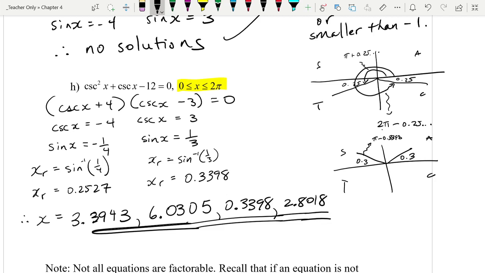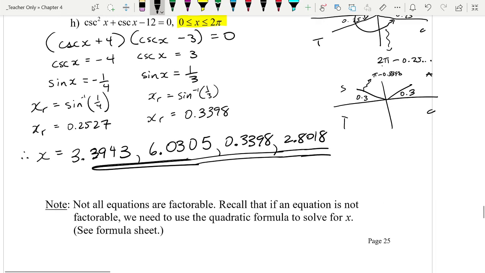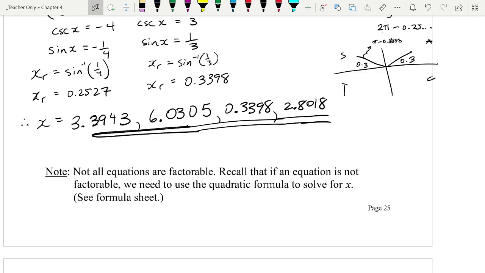And there we have it. And there we go. That's about as tough as these get. Maybe you might get one with a little uglier factoring that you have to deal with. And they give you a little note there. What if you hit one that isn't factorable? Then you try the quadratic formula.